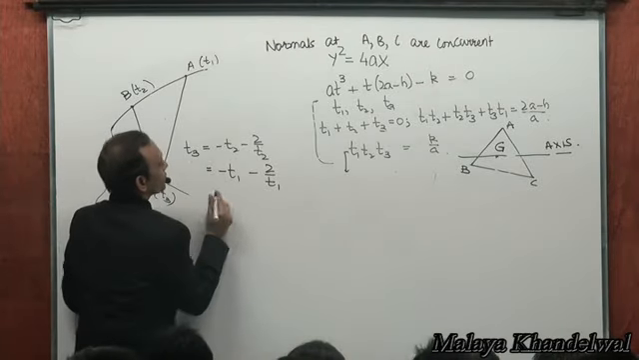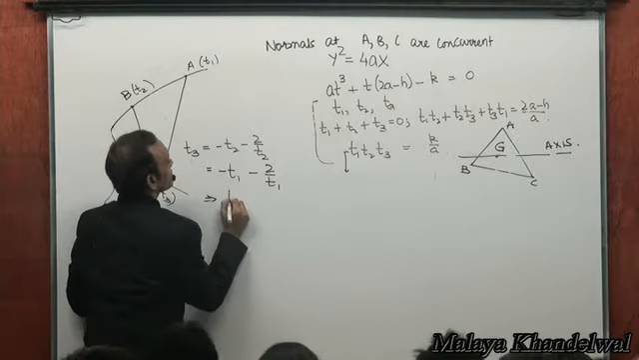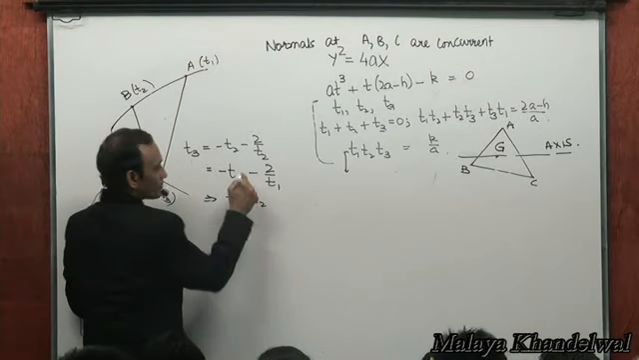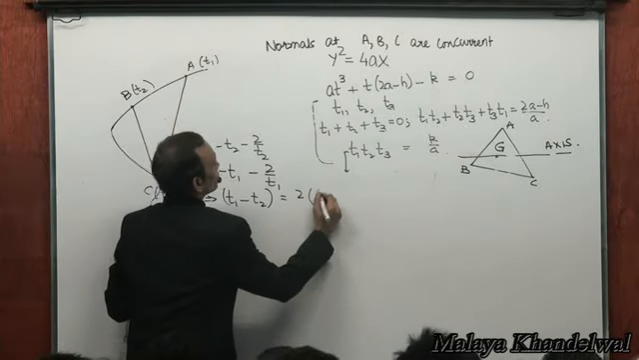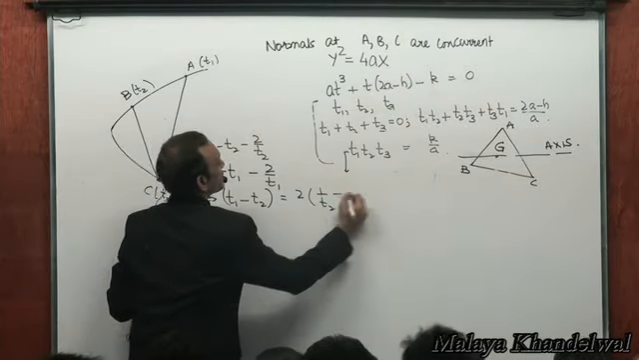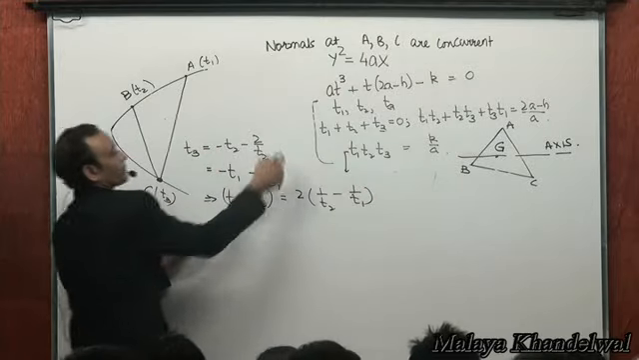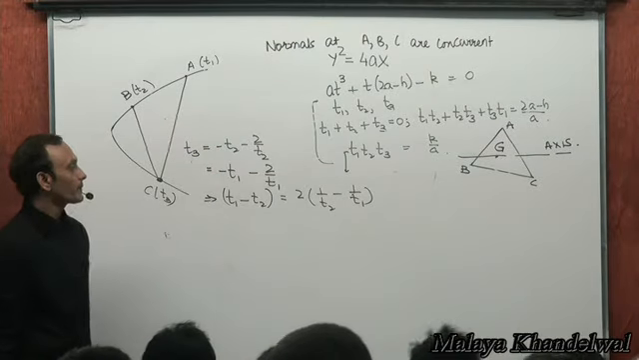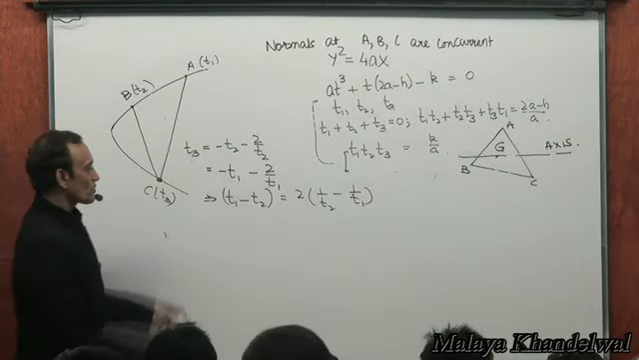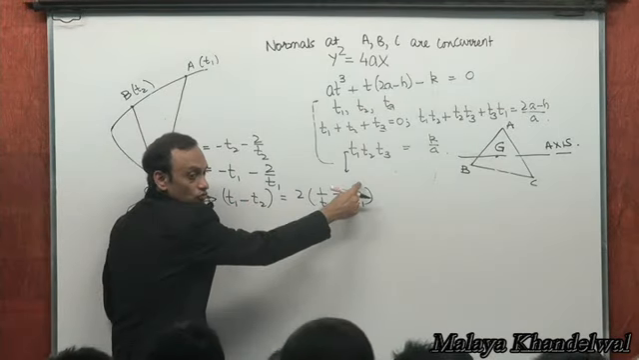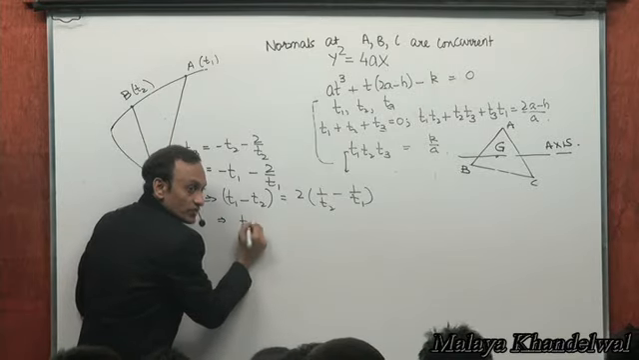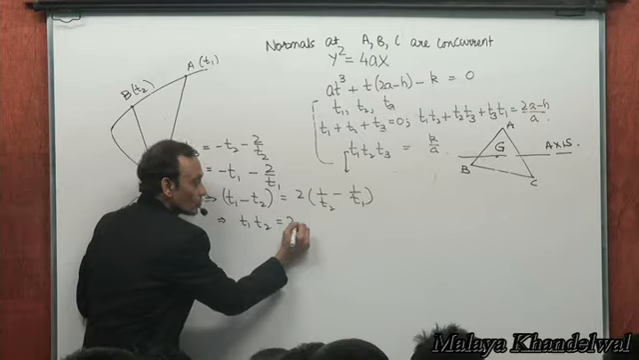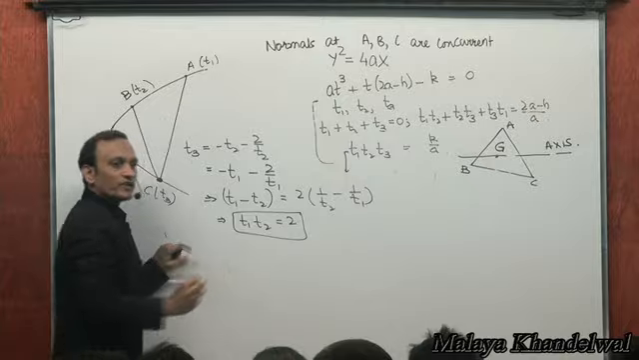Now, this I could have written as T1 minus T2. This and this. T1 minus T2 is 2 into 1 by T2 minus 1 by T1. Yes or no? So T1 minus T2 will get cancelled, and that brings us to T1 T2 equal to 2. Yes or no? So that's another way one could have obtained this.